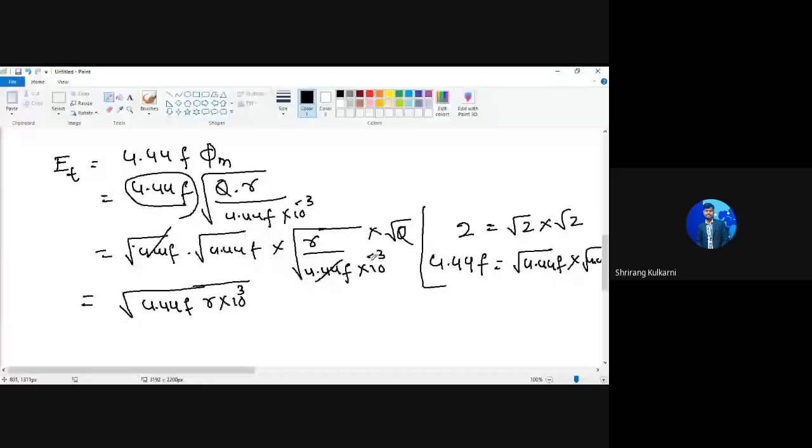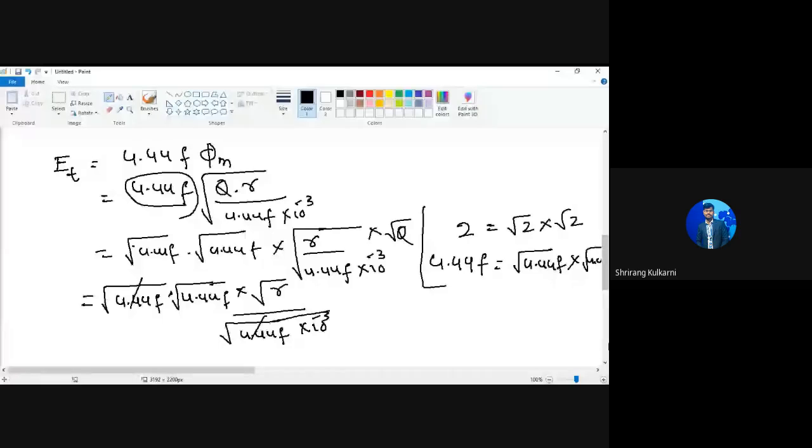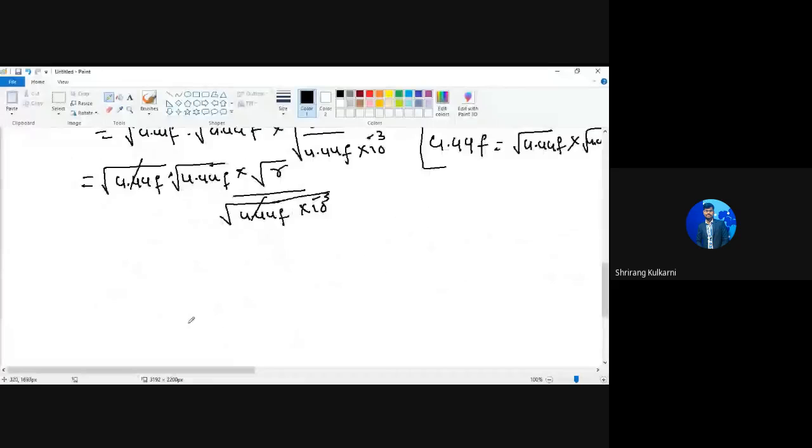So let us make this much more clear. I will add one more step in between. What is that step? I am writing as it is 4.44 frequency, one more 4.44 frequency, divided by under root 4.44 frequency 10 to the power of minus 3. This much. Correct? Just cancel these two. So one more step I have added for clarity. So all are under root only. I am taking all under one root.